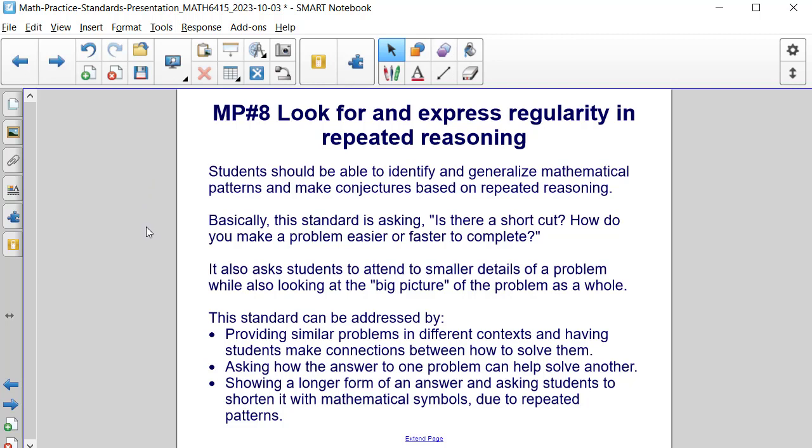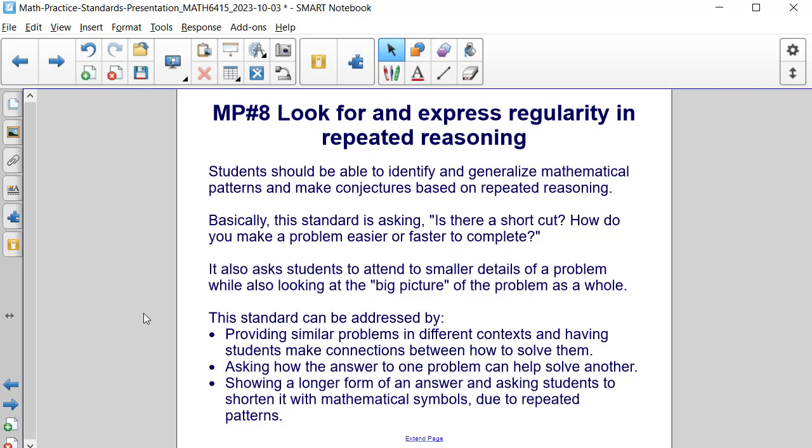Basically, this standard is asking students, is there a shortcut? How can you, or how do you, make a problem easier or faster to complete? It also asks students to attend to smaller details of a problem while also looking at the bigger picture of the problem as a whole. This standard can be addressed in the following ways.